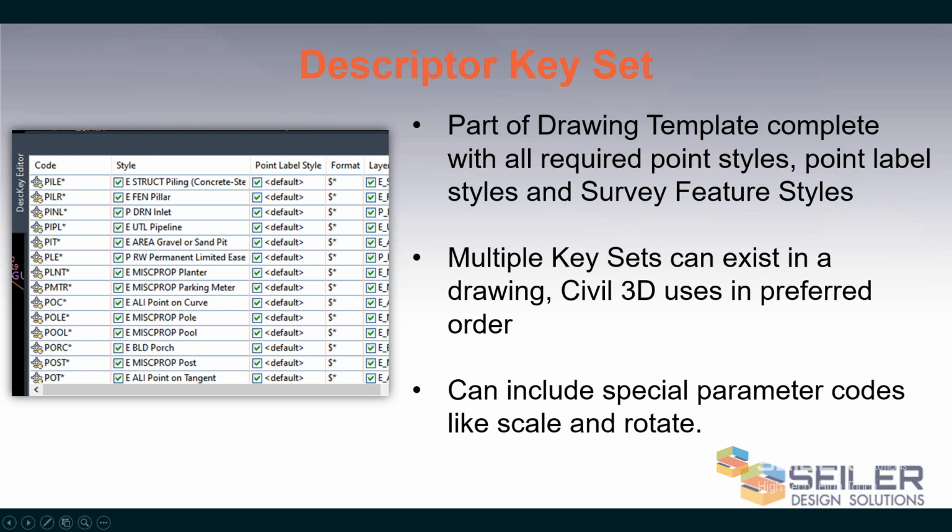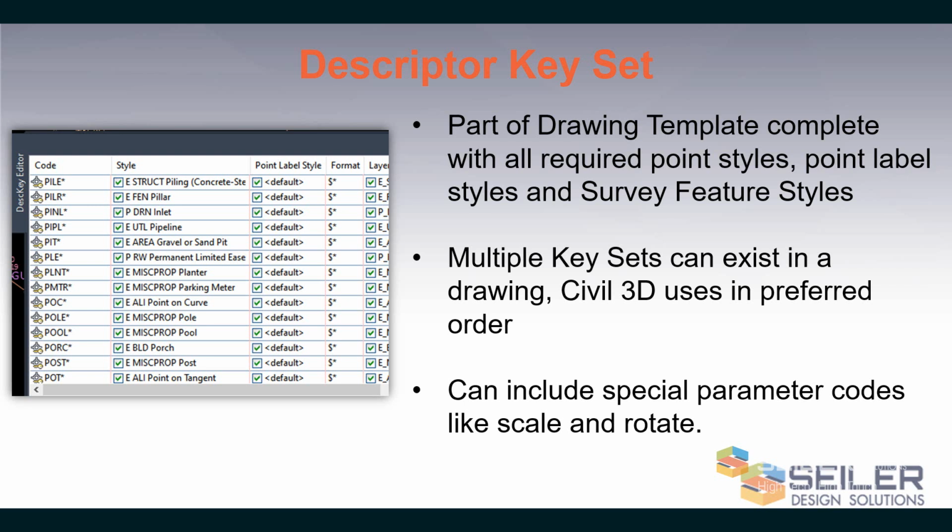Now, the descriptor key set is part of the drawing template, complete with all required point styles, point label styles, and survey feature styles. Basically it takes whatever feature code is given in the data file that's imported and says, okay, if I see this particular code, POLE, I'm going to bring in the existing pole symbol and also assign a point label style, in this case, as you see in the image here, default. Okay, that handles automatically.